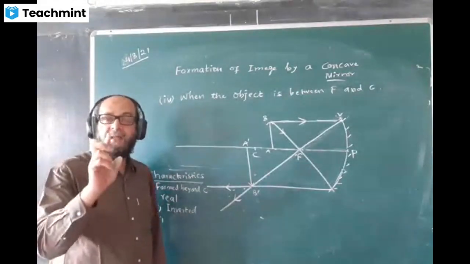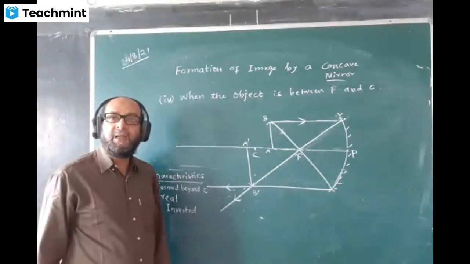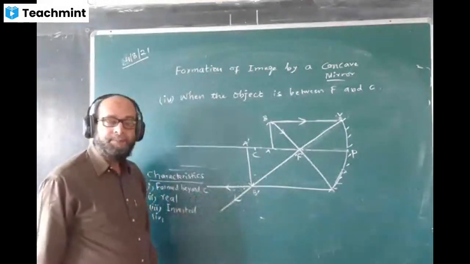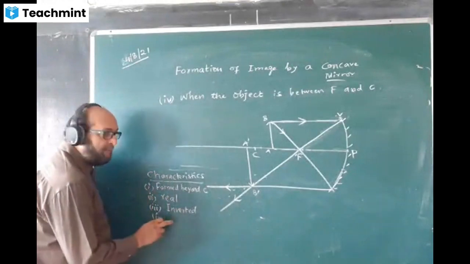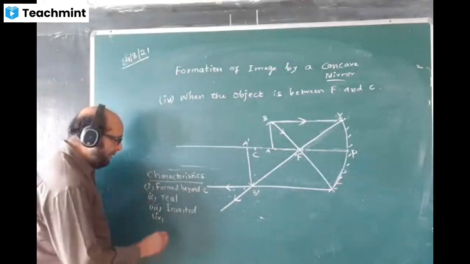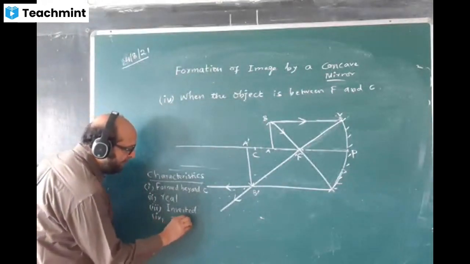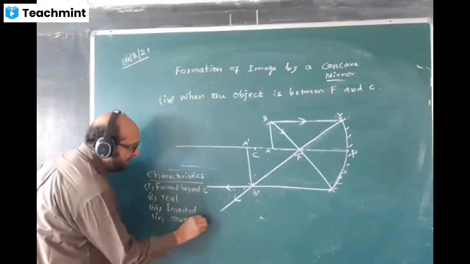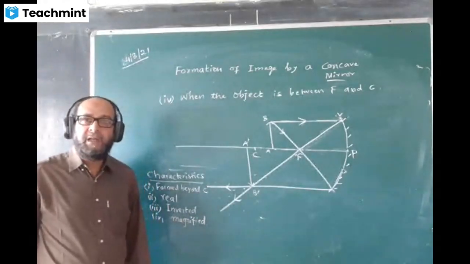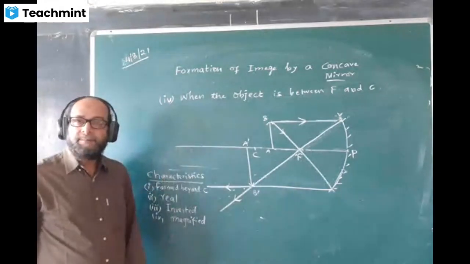When the object is at C, then the image is also at C at same size. Only in that case the image will be of same size. But here in this case the image will be bigger. Bigger means we can add the word here enlarged, or we can add the word magnified. Enlarged means bigger.